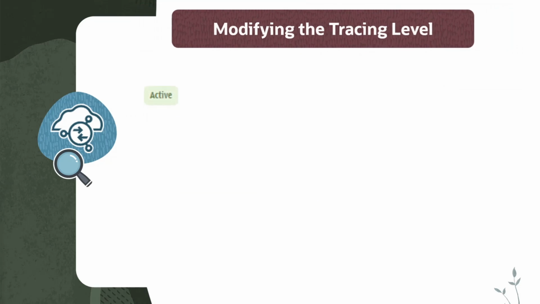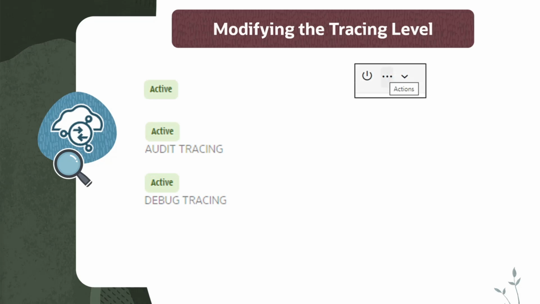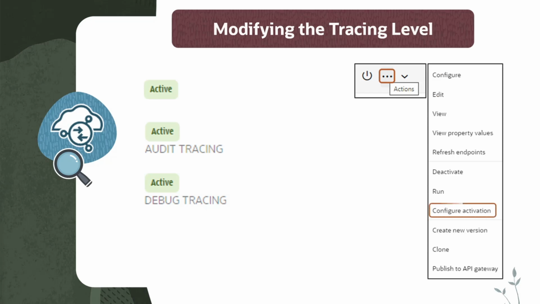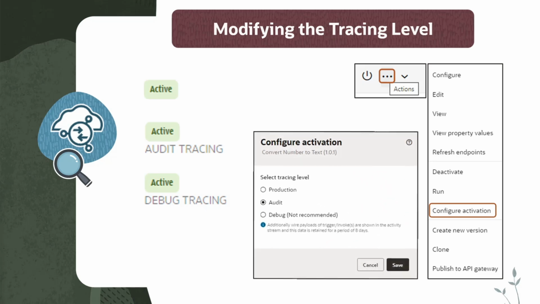Now, once activated, if the tracing level is production, the status icon will show as active, while the other 2 tracing levels will be displayed along with that active icon as shown here. However, you can change the tracing level dynamically if needed. From the Integrations Actions menu, select Configure Activation, where you'll see a similar dialog box allowing you to change, even though it's already activated, to another option. Once you click Save, the integration status will be updated within a few seconds.